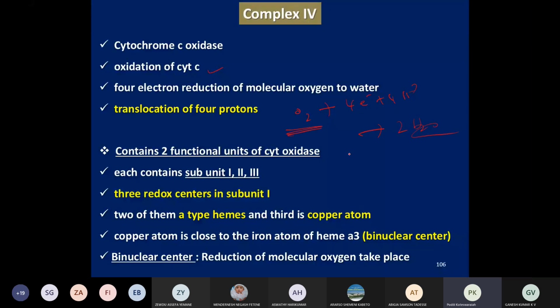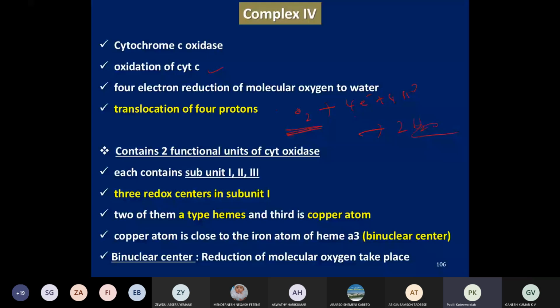So that means for complete reduction of one molecule of oxygen, 4 electrons are required, and therefore 4 H plus ions. During this process, one pair of electrons transports only 2 protons, and the complete reduction of oxygen transports 4 protons.